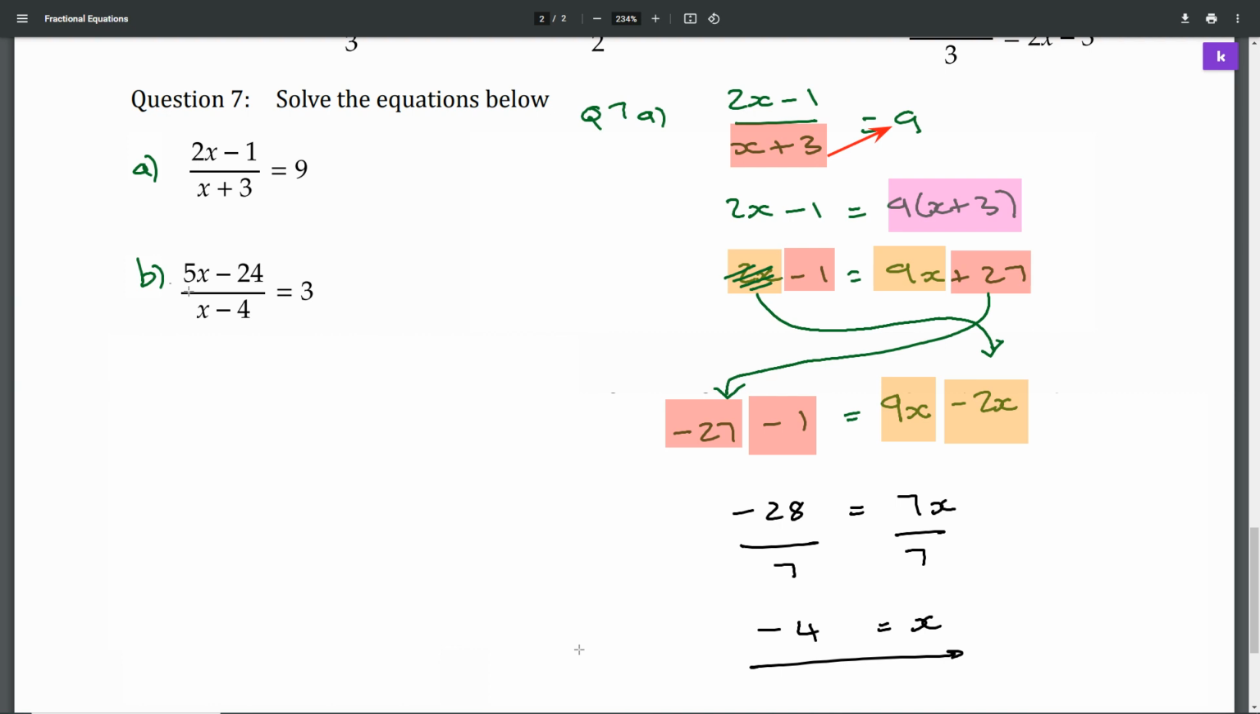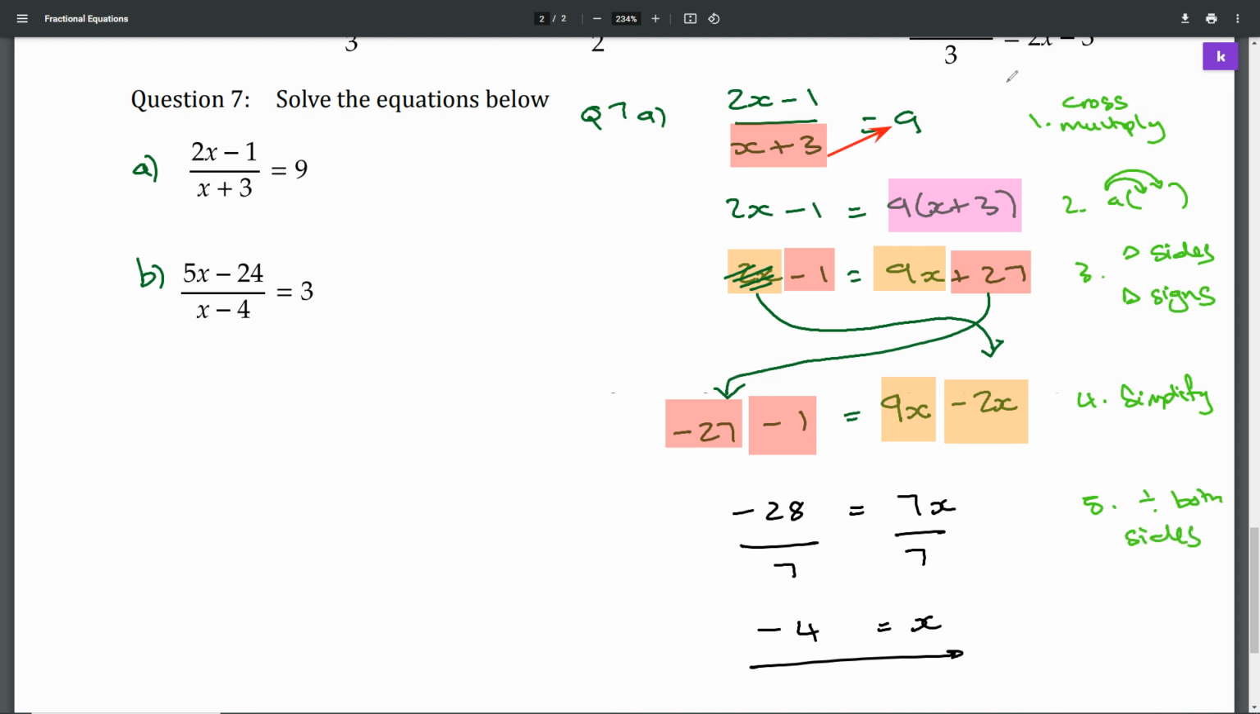Try B. See if you can work out question B the same way I did. Remember the steps here: step 1 is to cross multiply. Step 2, multiply out the bracket. Step 3, change sides, change signs. Step 4, simplify both sides. And step 5, divide both sides. All right, and those are the steps we can follow.